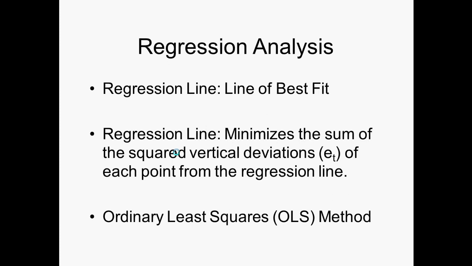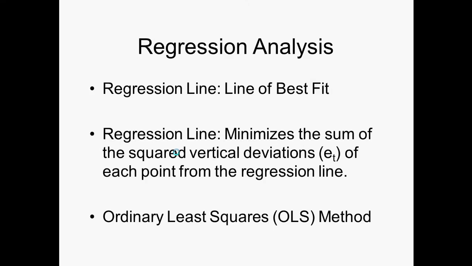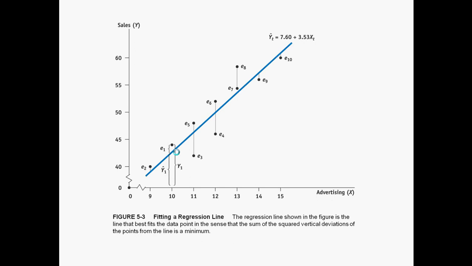That's probably not very obvious. There's sort of a lot packed in there. Some you understand. The squared vertical deviations, that's probably the hardest part to understand. This, by the way, the label for this is the ordinary least squares method. Okay, this shows you the vertical deviations.